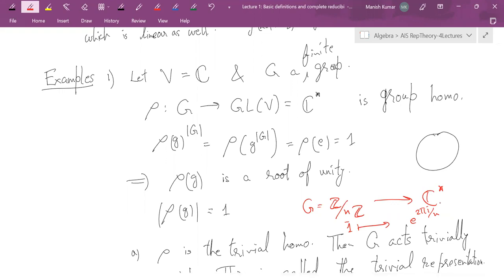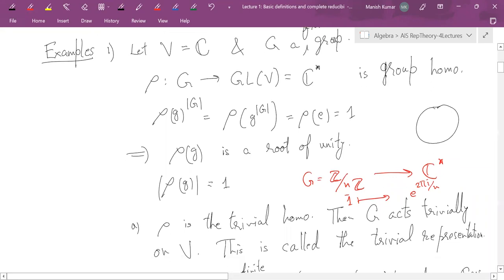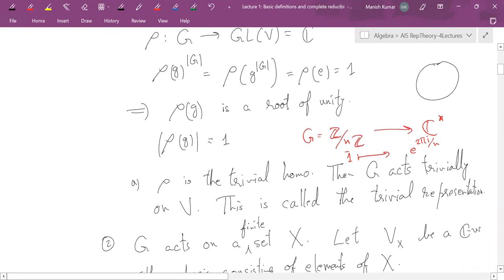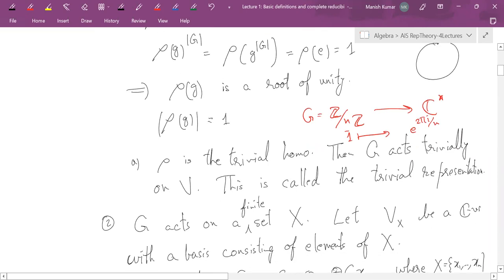So a one-dimensional representation is just a group homomorphism from G to C star. They are very easy to understand. You are just trying to understand homomorphisms from a group to a nice thing; the target is also very nice. C star is an abelian group. So in particular, the kernel of these will all factor through the abelianization of G. So they are very simple and nice representations to understand. One-dimensional representation.